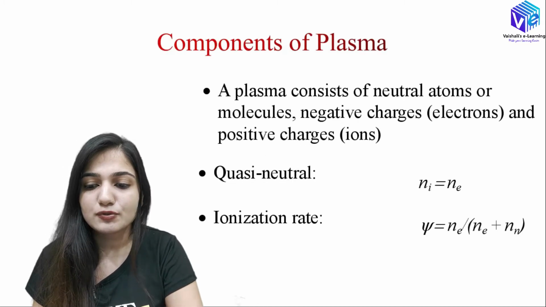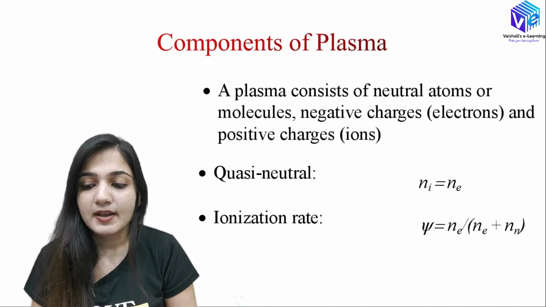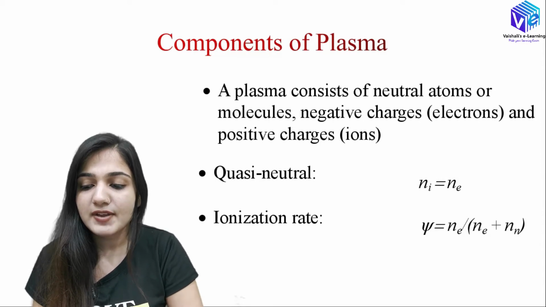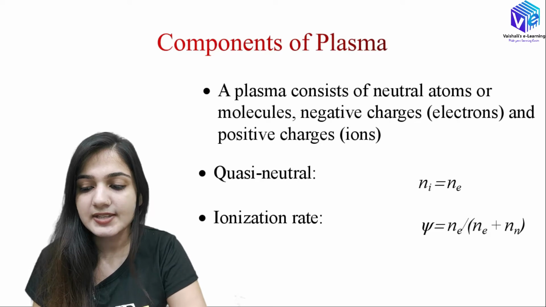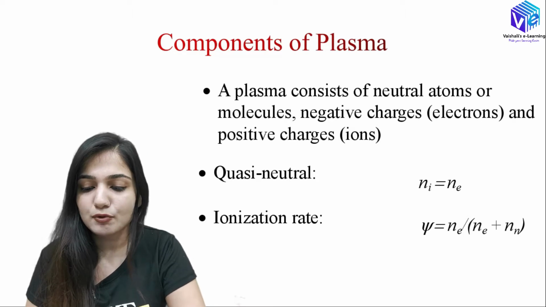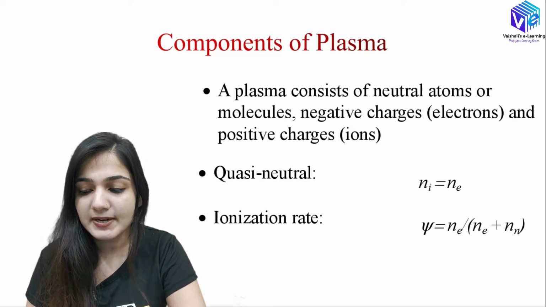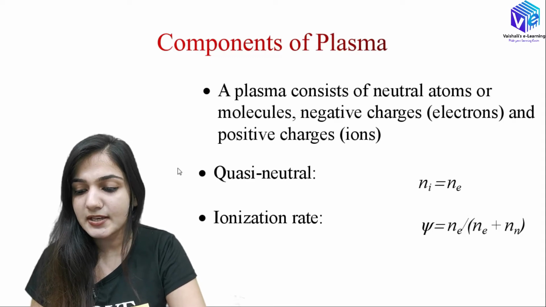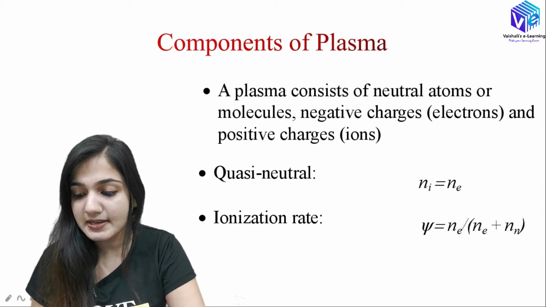Okay, so now coming to the components of the plasma. Here we have some neutral atoms or molecules. We have negative charges, that is electrons, I have already told you. We have positively charged ions. We have some quasi-neutral elements as well. Here we are representing the quasi-neutral elements as Ne.